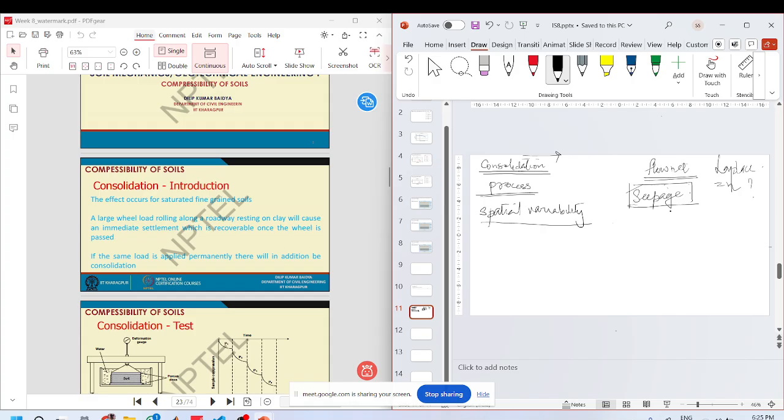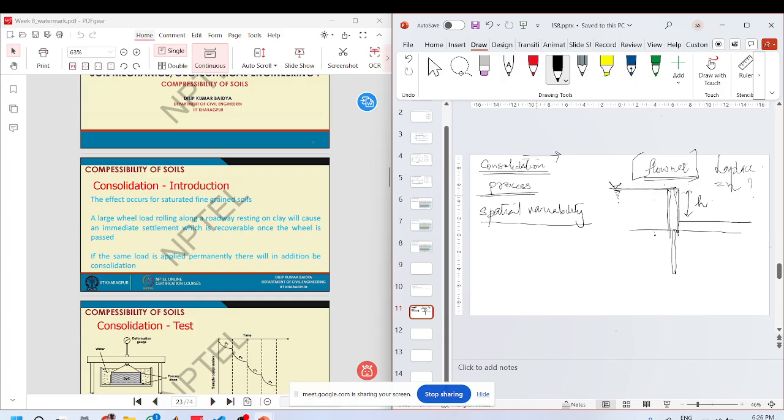When we are talking about flow nets, we are talking about the spatial variability. Why is it so? Because, for example, you have a sheet pile here, and the water behind the sheet pile is at this height, and in front of it, it is at a lower height. You can see that there is a head difference. This head difference will cause the water to flow because soil is not impermeable.